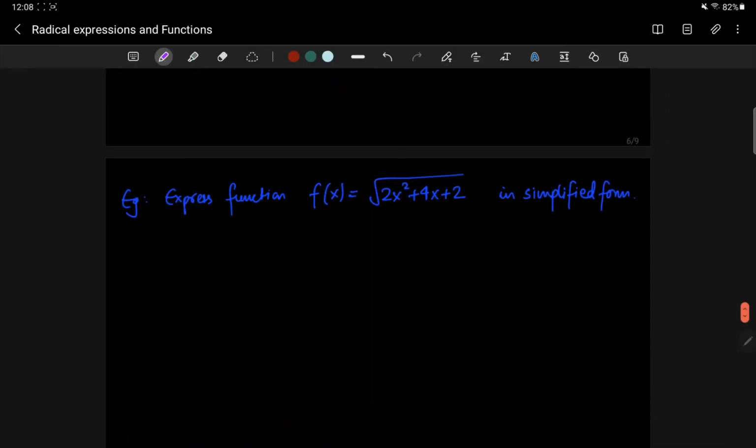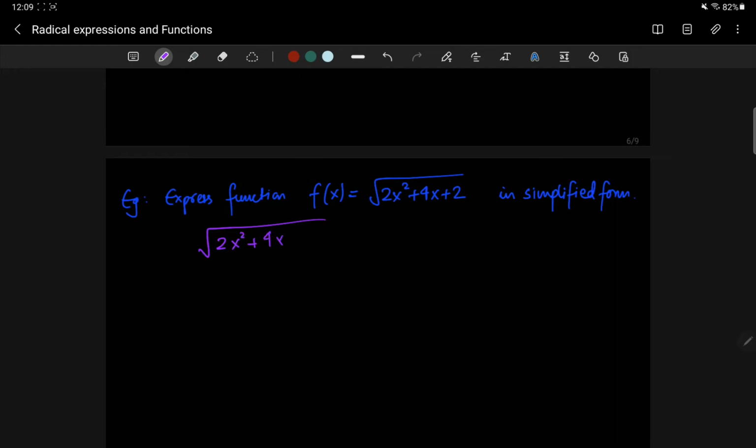Hi everyone. Let's look at an example where instead of numbers we have a function or an expression which we are being asked to simplify. So here I have the square root of 2x squared plus 4x plus 2. First of all, I'm going to try and see if there are ways in which I can rewrite this function.